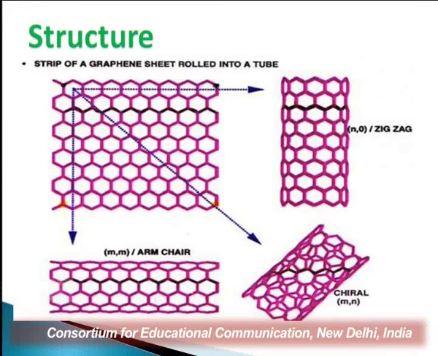This is a basic structure. Here we see that when it is rolled horizontally, then we can get the zigzag, which is n,0. When we roll it diagonally, then we can get the chiral form, and when it is rolled vertically, then we can get the armchair form.